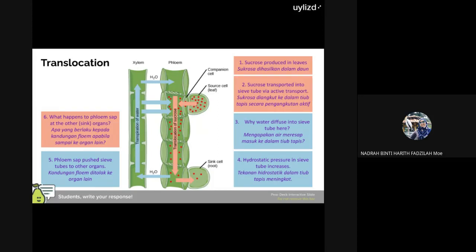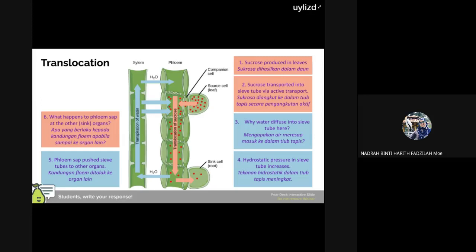Apabila cecair phloem ni sampai kepada bahagian-bahagian yang tengah membesar tu, macam pucuk ke, akar ke, buah ke, so sucrose dalam phloem sap tu akan dihantar pergi ke root cells atau fruit cells atau shoot cells via active transport. Okay. Transported from the sieve tube into the root cells via active transport.